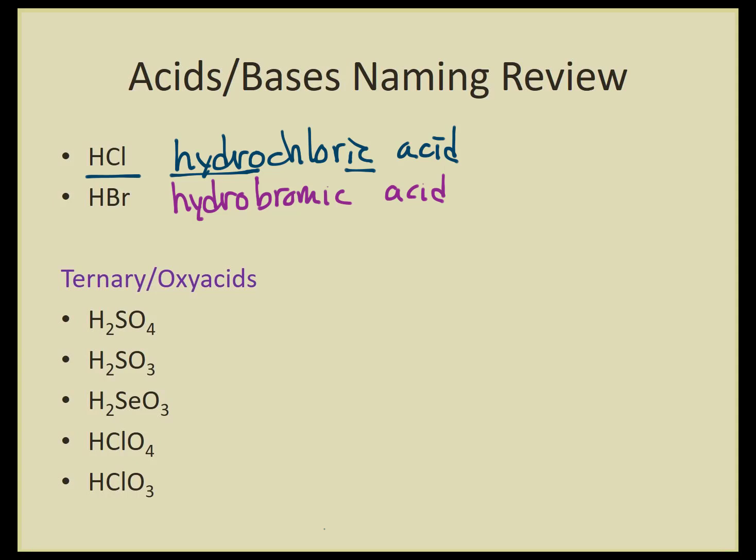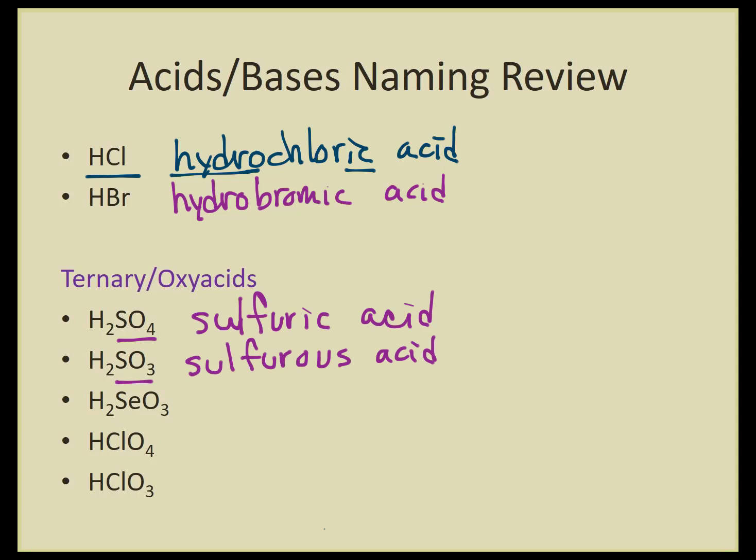If there are 3 elements, then it's named after its polyatomic ion. So this is sulfate, and we just did this one. So this would be sulfuric acid, so -ate goes to -ic. This is sulfurous acid. Now, selenium is in the same family as sulfur, and because of that, it's going to have the same naming system. So even though I don't know about the selenite ion, it's going to act just like that sulfite ion. So this is going to be selenous acid. This is the polyatomic ion perchlorate.